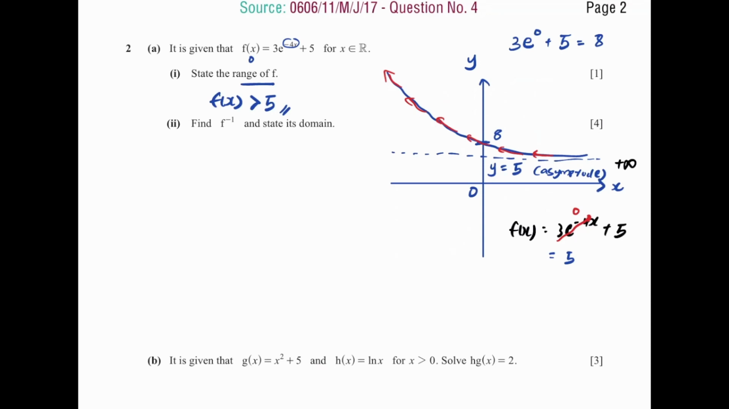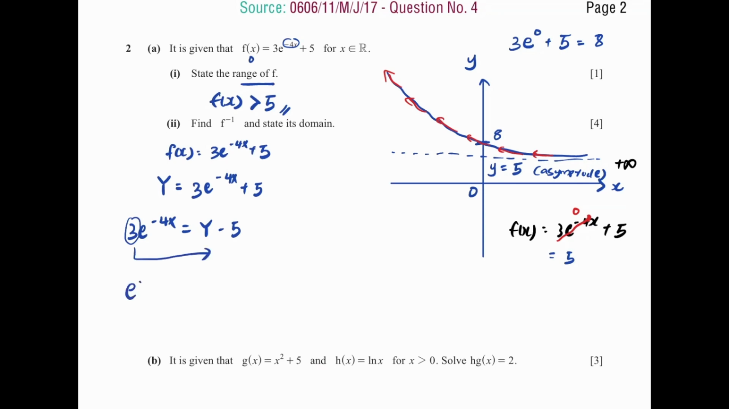Next, let's find f inverse and state its domain. This is exponential, so you need to remember your logarithm. It's the same as how we normally find an inverse. Let f of x be y, and we make x the subject. So 3 to the power of negative 4x equals y minus 5. Move the 3 down, so e to the power of negative 4x is y minus 5 over 3.